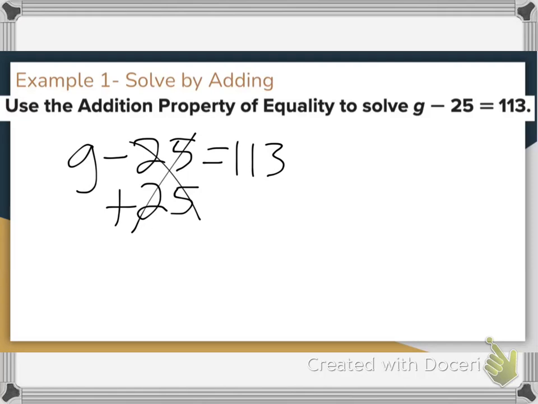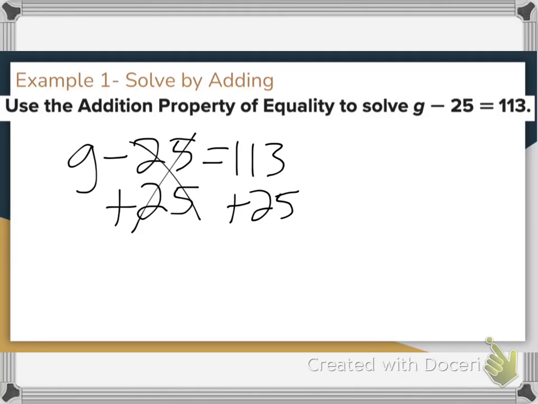Well, g minus 25 is the same as, it equals 113. I've just added 25 to this side of the equation. So what do I need to do? I've also got to add 25 to the right side of my equation. You okay with that? Yeah. To keep it equivalent, whatever I do to one side, I've got to do to the other.